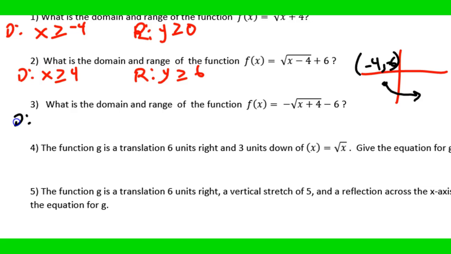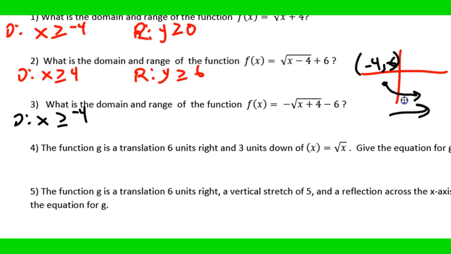Well, for the domain, take a look. The x values are still going to the right. The graph is still going to the right. So that means the x values are still getting larger. So we're going to say that x is greater than or equal to -4 still.